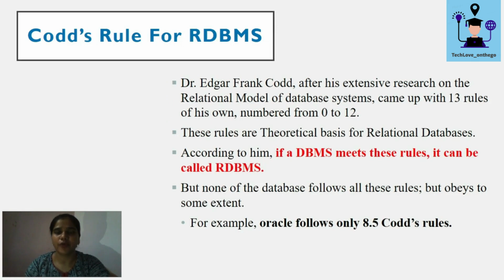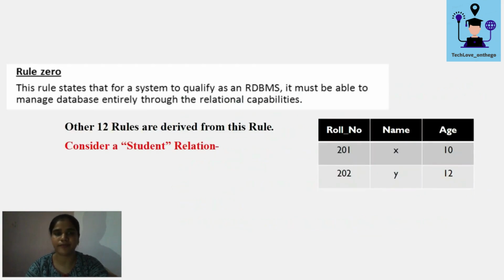Mr. Edgar Frank Codd gave 13 rules for a DBMS to be qualified as RDBMS. So the numbering of these rules will start from 0 to 12. These rules are the theoretical basis for relational database. According to him, if a database meets these rules, it can be called RDBMS. But unfortunately, none of the databases present today follows all the rules. Even Oracle follows only 8.5 Codd's rules.